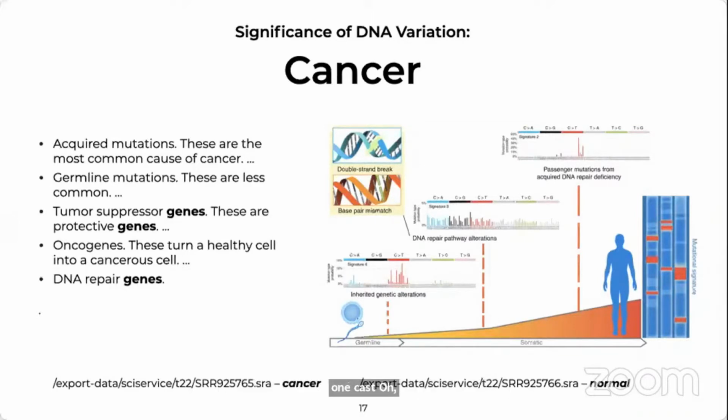They can be acquired due to stress. They can be acquired due to copying the DNA code many times over several generations, and they can also be acquired due to random chance, right? And some of these mutations can also be a result of hereditary causes, termed germline mutations, which are less common.